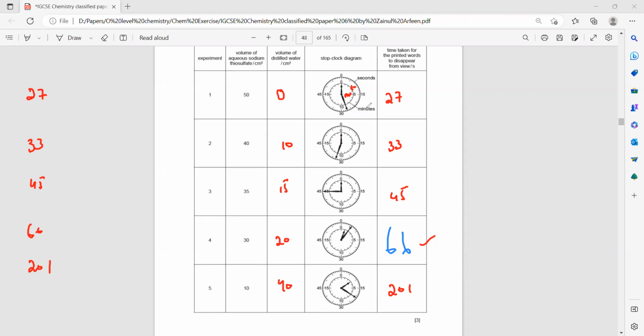So you can see clearly that as we reduce the amount of thiosulfate, as the concentration of thiosulfate in the mixture is decreasing, the rate of reaction is also decreasing. So it is taking a longer time for this cross to disappear, or for the printed text to disappear.